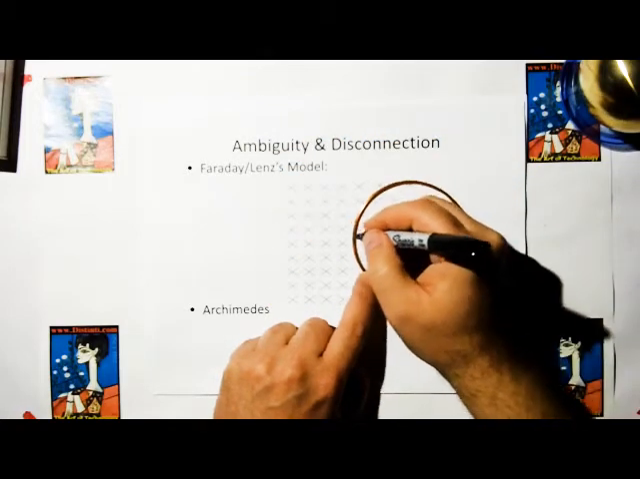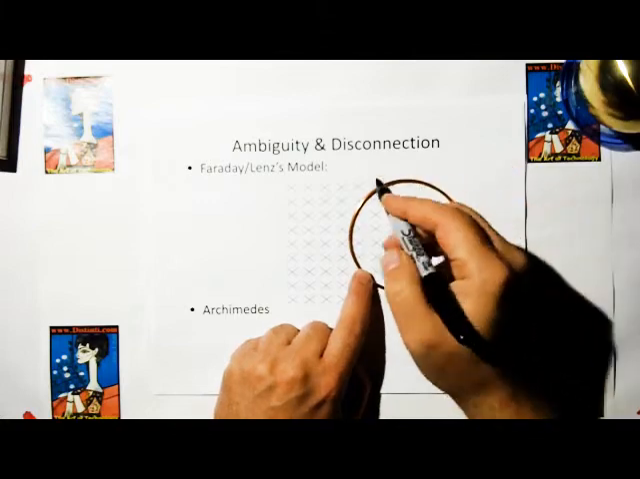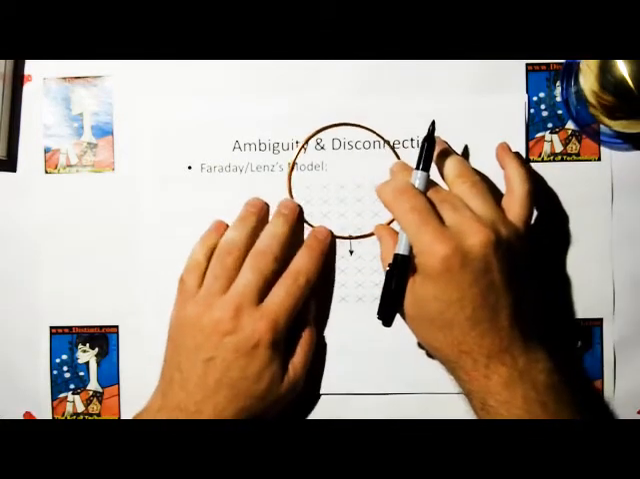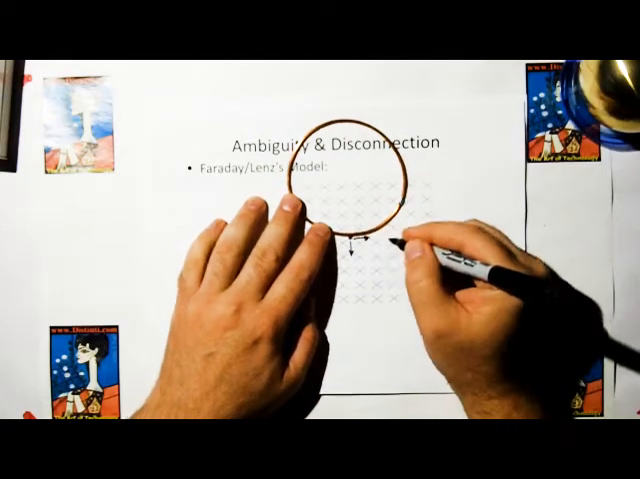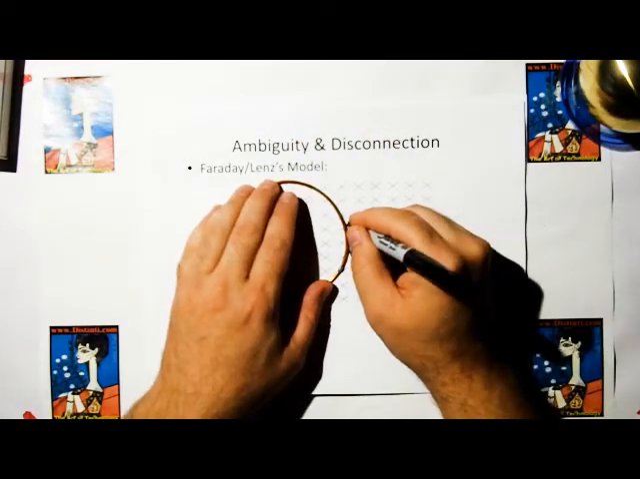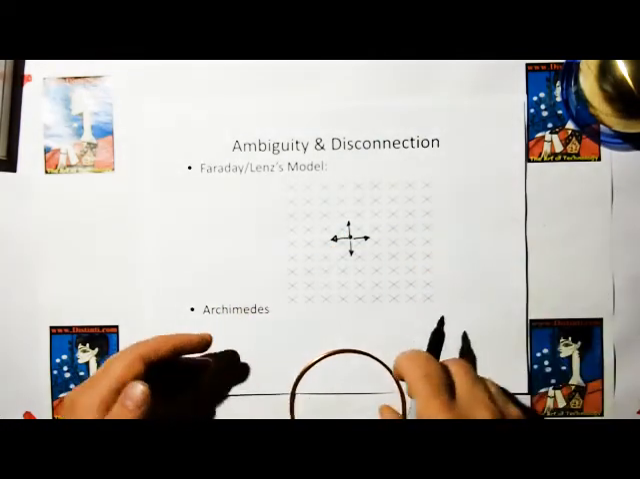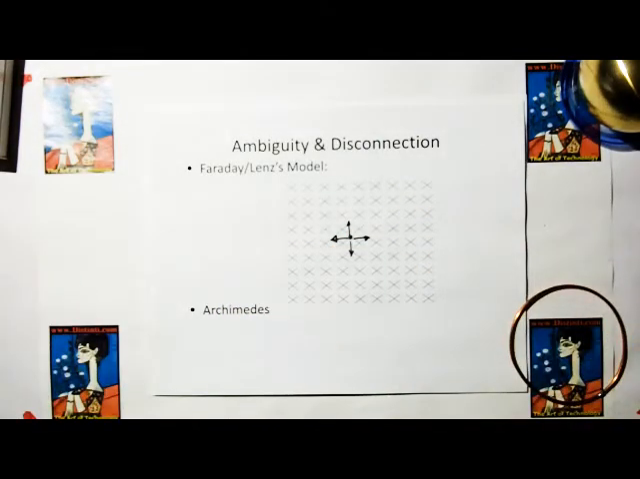Therefore, if we take this little point, that means that the current at this side of the loop is going to go this way. The current at this side of the loop is going to go this way. The current at this side of the loop is going to go this way. And the current at this side of the loop is going to go this way. So if you didn't have the loop, the charge would not know what to do. Okay, that's an ambiguous model.